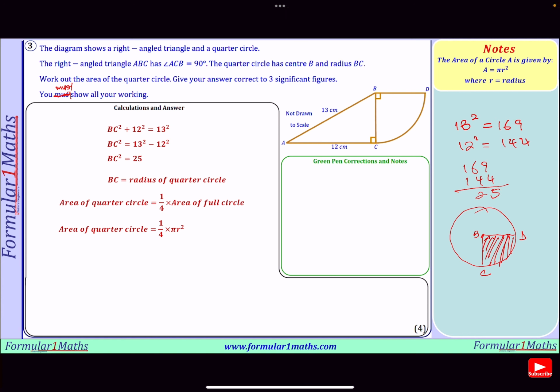So we have 1/4 times pi r squared. And what is r squared? R squared, which is BC squared, is 25. So we have 1/4 pi times BC squared, and that means 1/4 times pi times 25, which is the same as 25 pi over 4. And if you put this on your calculator, you're going to get 19.6 centimeters squared to 3 significant figures as required. And so that's the final answer. And this brings us to the end of this session of past exam questions.